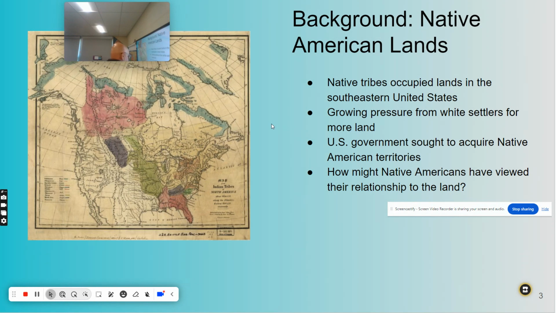Manifest destiny. The idea that America was destined to settle east coast to the west coast and everything in between. Manifest destiny. And the term manifest there quite simply means obvious. Destiny is what you're supposed to have happen. So manifest destiny is this belief that Americans should settle the entire continent.